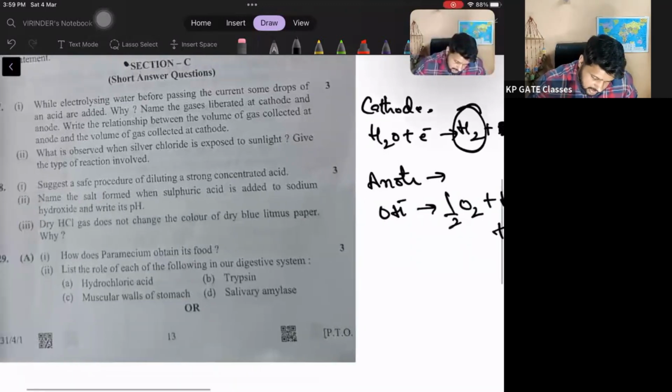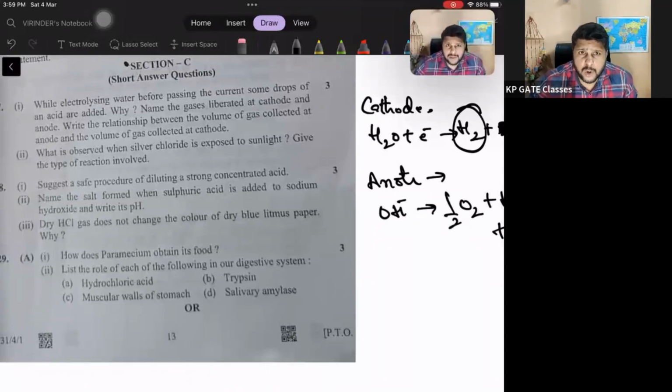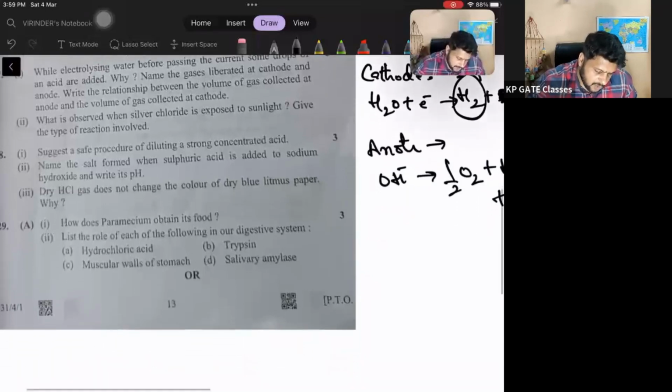Next he has asked to comment on the volume of the gases. The volume of the gas will be half at the anode in comparison to the cathode. Next question is: what is observed when silver chloride is exposed to sunlight? Give the type of the reaction.